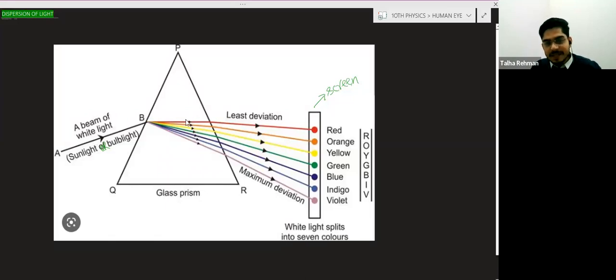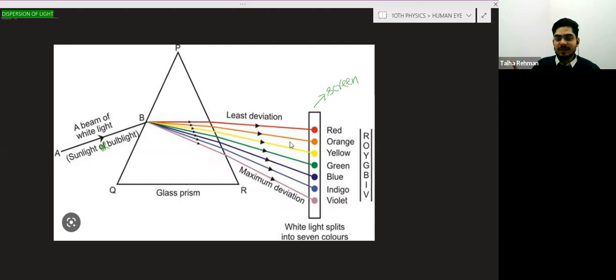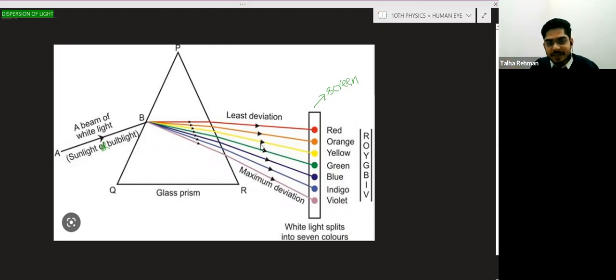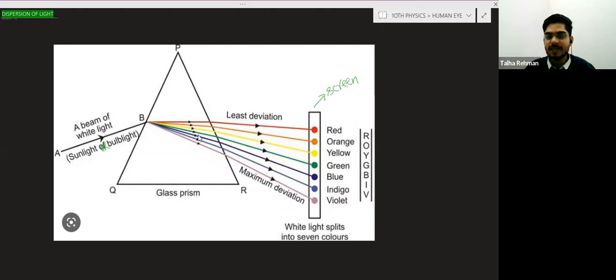And why is there a least deviation for the red color, and a maximum deviation for the violet color? Why is there different deviation for different colors? This is because there is a different amount of refraction for the different colors. And why is there a different amount of refraction? Because different colors of white light have different speed in the same medium.